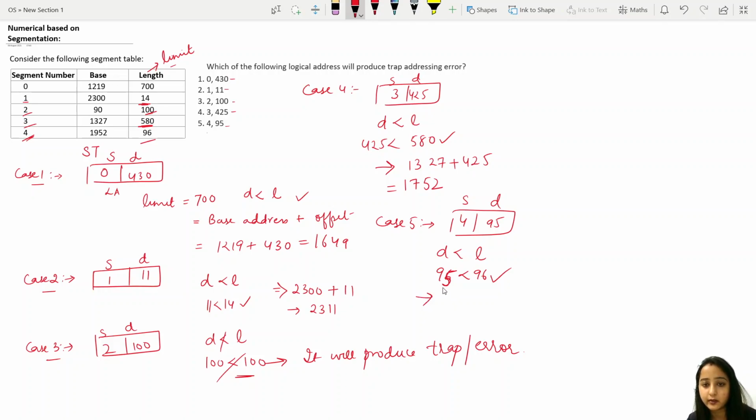So what I will do here is I will simply add the base address 1952 plus what is the offset? 95. So it will be 2047. So where do we produce the trap or error? In option number 3. So this is the correct option. So you can mark the third option as it will produce the error. I hope the numerical is clear to you based on the segmentation.